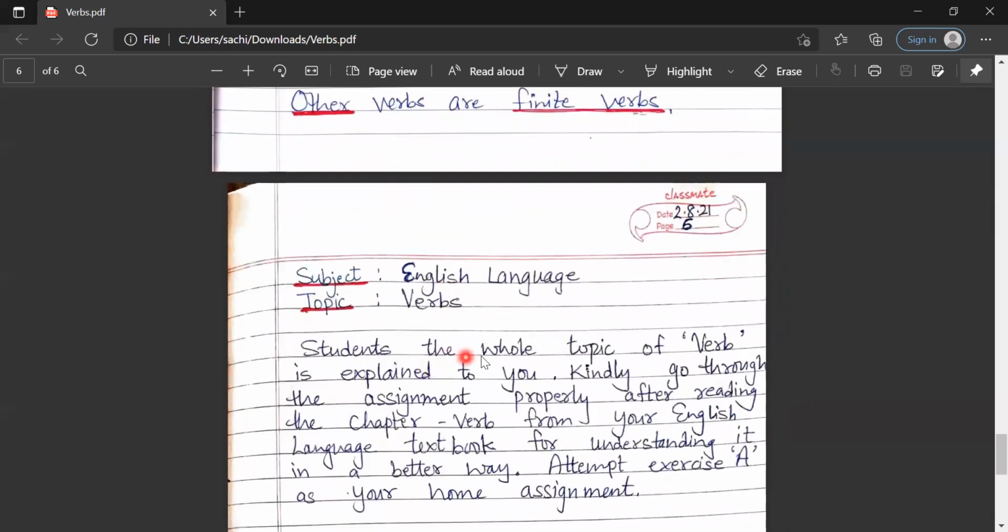Students, the whole topic of verbs is explained to you. Kindly go through the assignment properly after reading the chapter on verbs from your English language textbook, for understanding it in a better way. Attempt exercise A as your home assignment. Thank you.